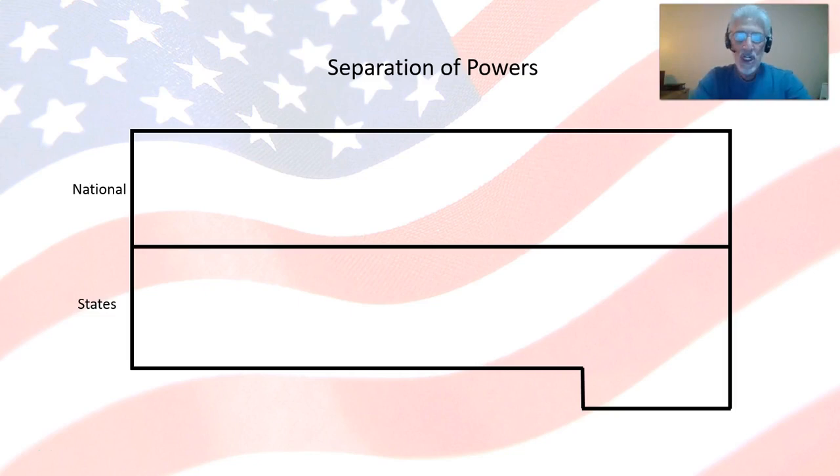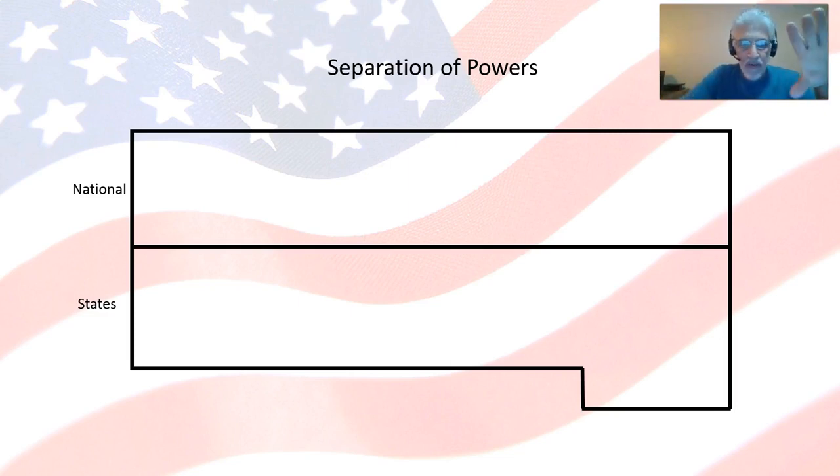So on the top, it says separation of powers, and then you can see there's a horizontal box that to the left says national, and directly below that horizontal box that says states. What those horizontal boxes are supposed to represent is the governing authority given to the national government by the Constitution, and then the governing authority given to the states, right? That's what federalism is, a division of governing authority between the federal government and the state government.